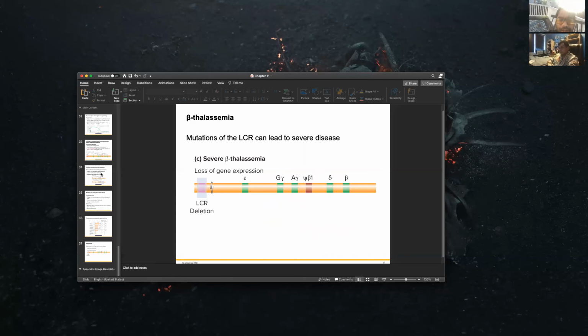So severe here is loss of the gene expression. The LCR is deleted, and the LCR determines the sequential expression of those genes. So if it's deleted, you're not going to have those genes expressed. Well, that's the end of those slides.